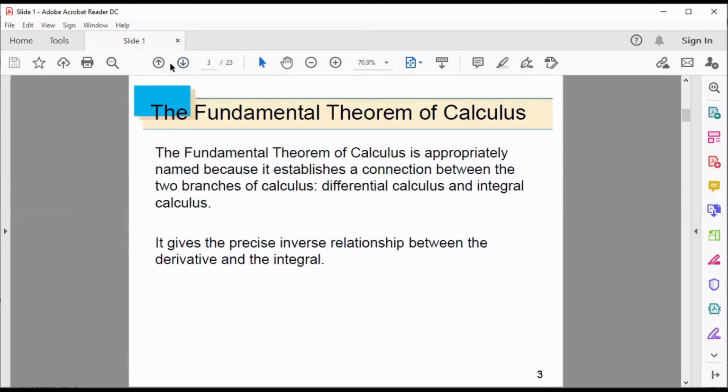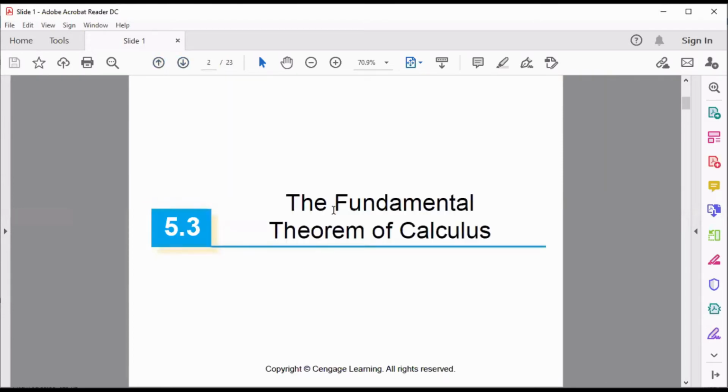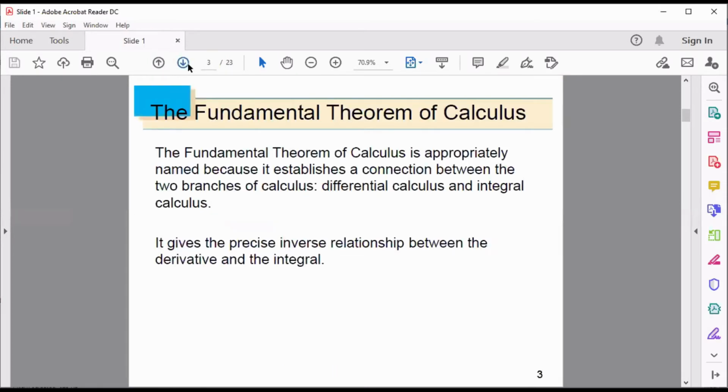That means today we will study, inshallah, some fundamental theorem of calculus when we have a connection between two branches of calculus, differential calculus and integral calculus.